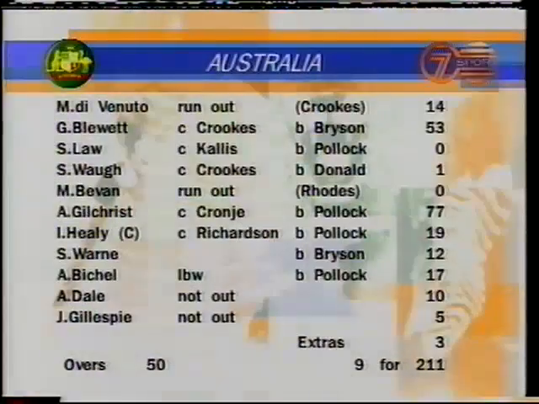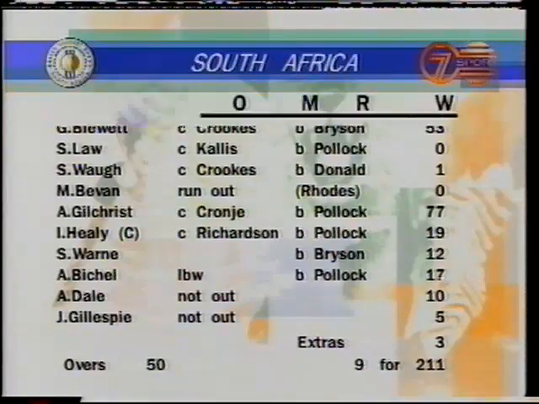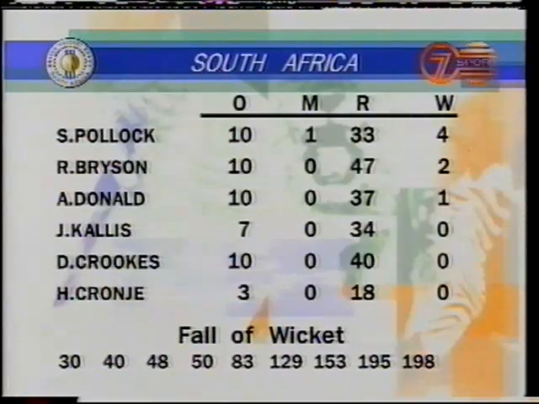So the big question is, is 211 runs enough for Australia to protect in this match? Two run-outs in the first 20 overs, just 1 run off 33 balls with Law and Steve Waugh put enormous pressure on the Australians, but Greg Blewett made a valuable 53. Then a superb knock from Adam Gilchrist, 77 off 88 balls, figuring in two vital partnerships with Ian Healy and Andy Bichel, seeing Australia through to 9 for 211. Shaun Pollock, a fine spell of 4 for 33 with good support from Bryson and Donald, supported by some fine fielding and great catching by the South Africans.